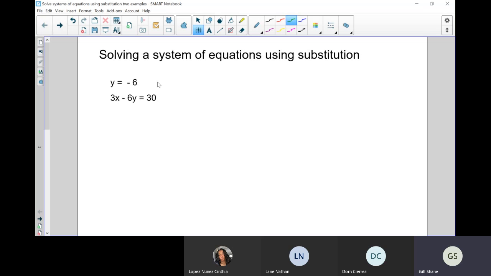So substitution means I'm going to be taking something out of an equation and replacing it with something. We've talked about the word substitution many times. So the key is I need to have one of the variables isolated. I need to have one of the variables in one of the equations all by itself. So if you'll notice in this particular equation, I have y all by itself. So I know that y is the same thing as -6.